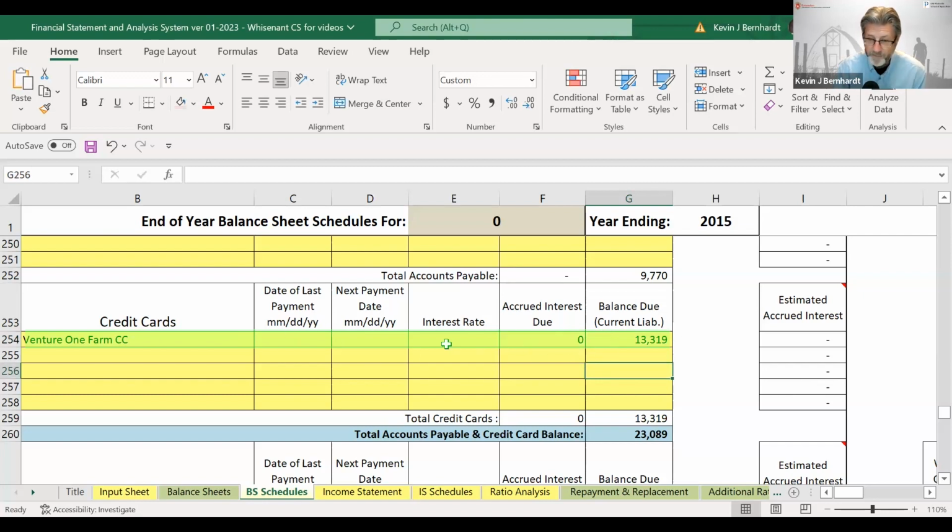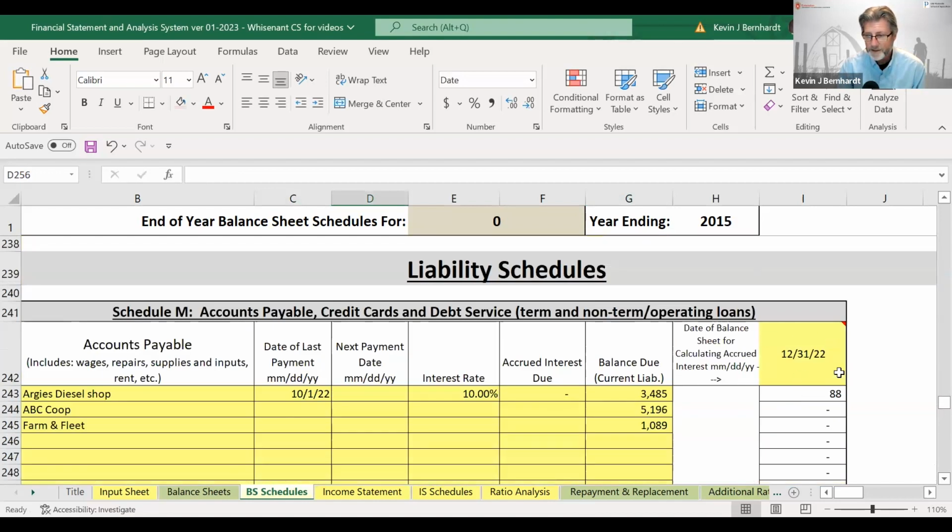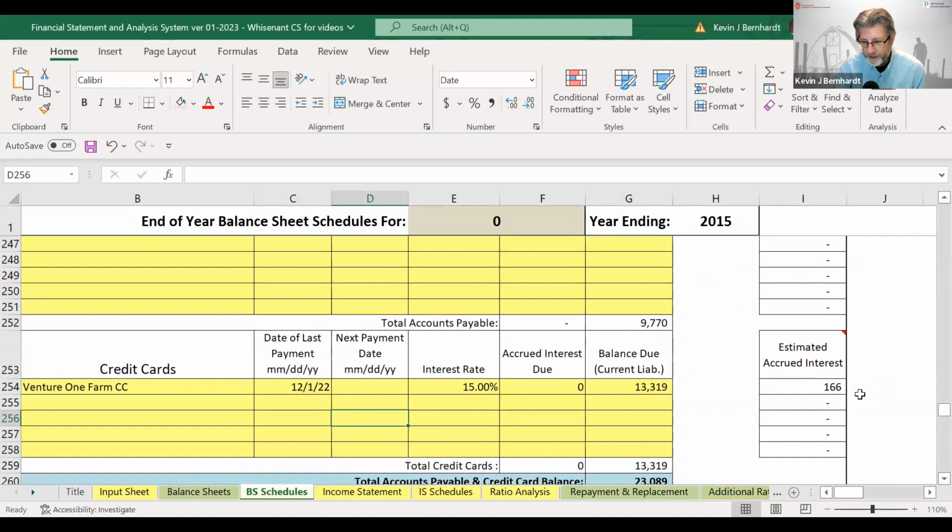Now, if we weren't paying it off monthly, then we'd have to figure out what the accrued interest is on any carryover balances. So for example, just to show this, if we had a 15% interest rate on this particular loan, and the last time we paid it off was December 1st of 22, and currently it is December 31st of 22. So a month has passed, and you note here on the right-hand side, it estimates your accrued interest.